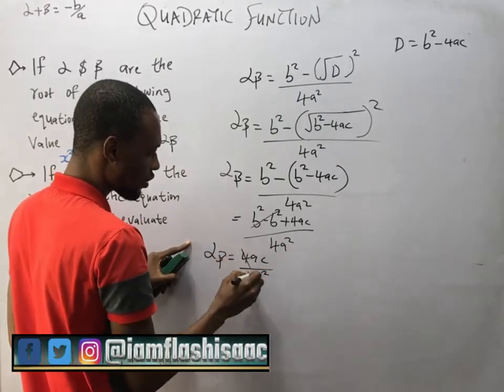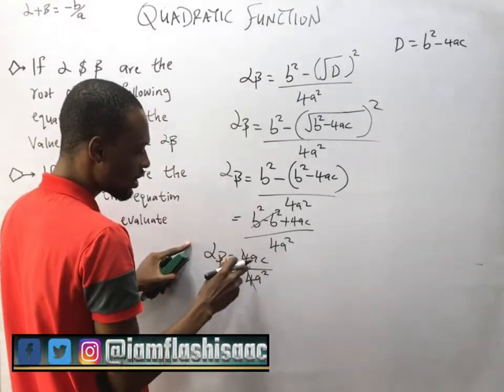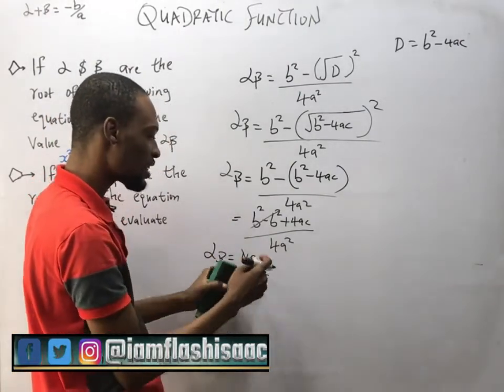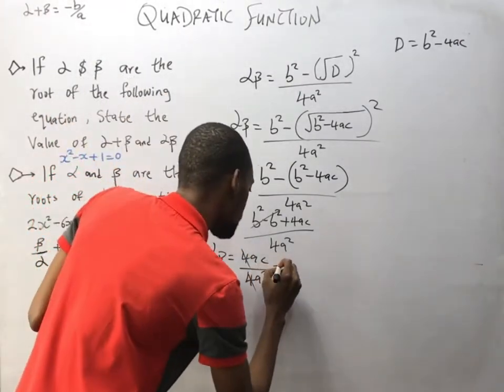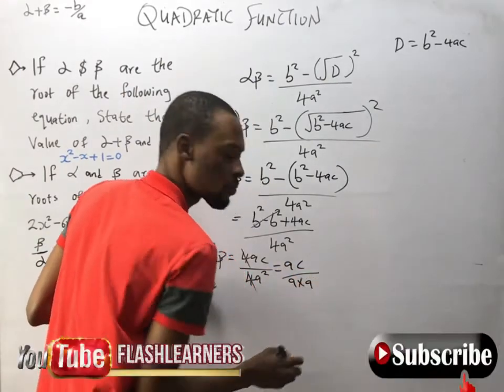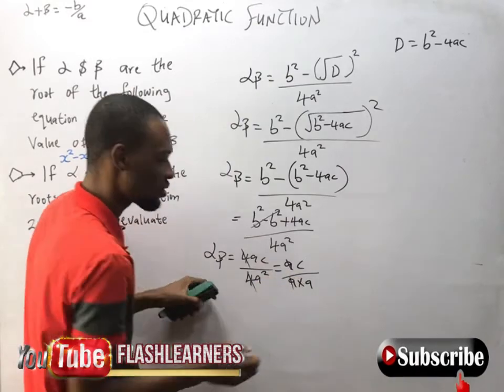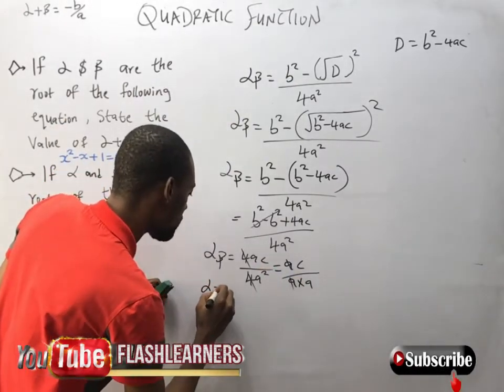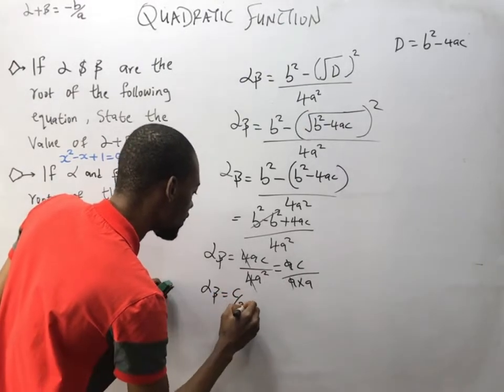Now look at it. 4 divided by 4 is 1. So that goes. Here is a and here is a raised to the power of 2. A raised to the power of 2 is the same thing as a times a. So this is the same thing as ac all over a times a. So one a can cancel this a. So we are left with c over a. So alpha beta equals c over a.